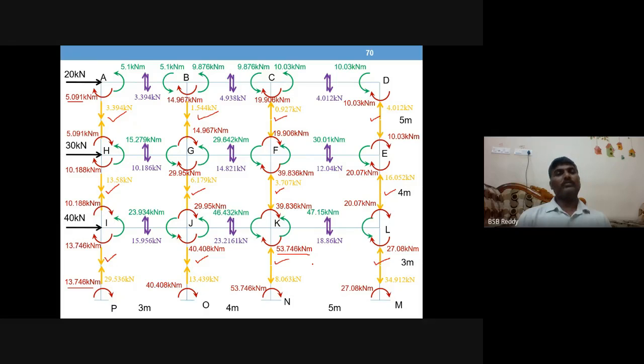So step 4 to get column end moments is very simple. Just use joint moment equilibrium equations and substitute the end moments of the members joining at that joint. Okay, right, thank you. We'll see further steps in the next session.